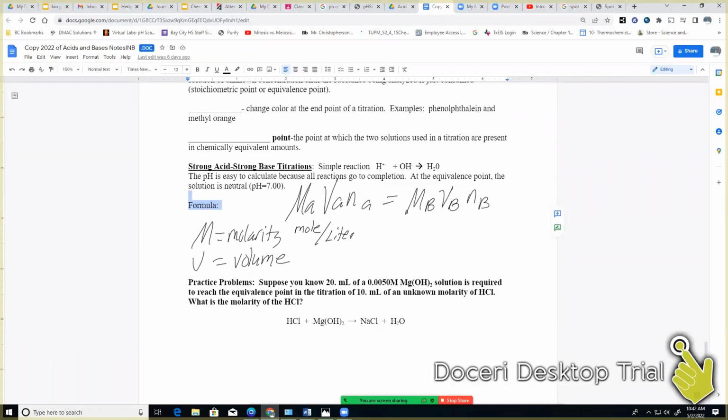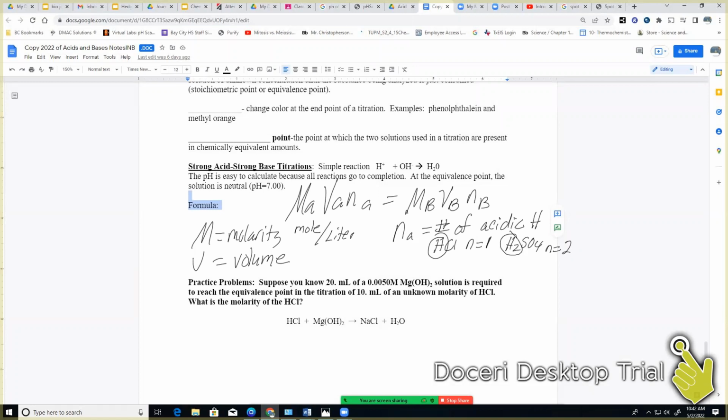So N is what's going to be new here. N for my acid is going to be the number of acidic hydrogens. So for example, HCl, that N would be equal to 1 because I just have 1. But if I had something like sulfuric acid, like we did today, that N would be equal to 2 because it has 2 acidic hydrogens.